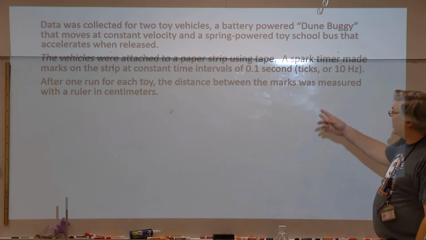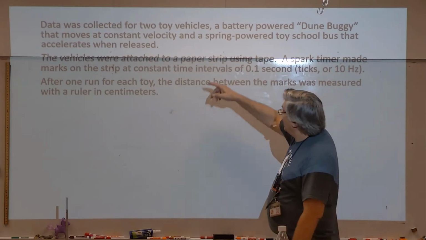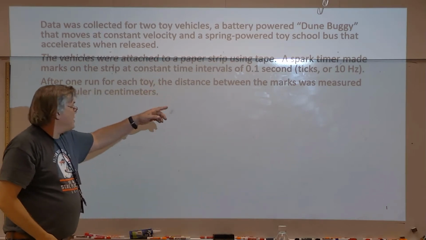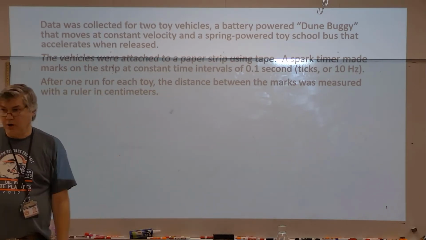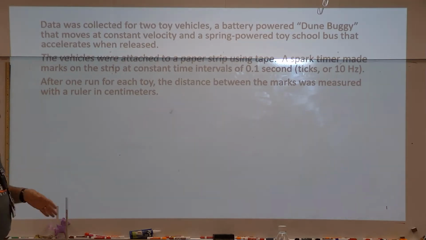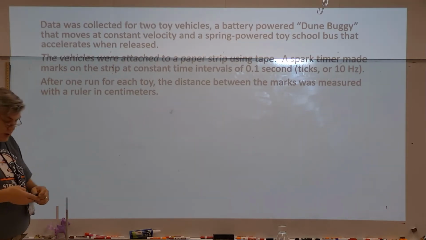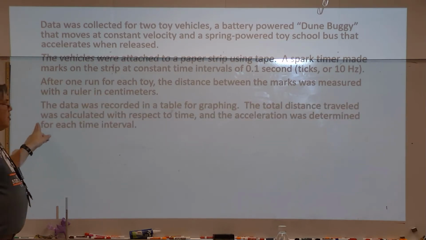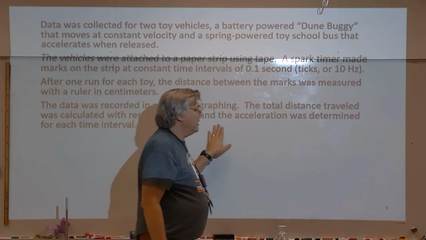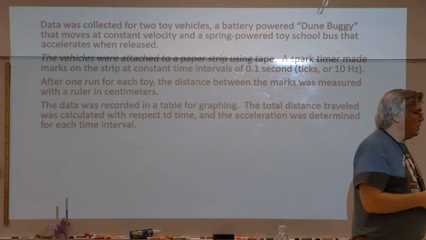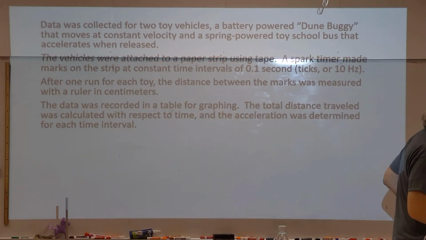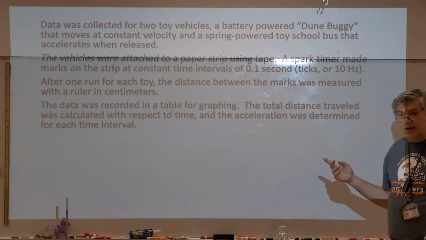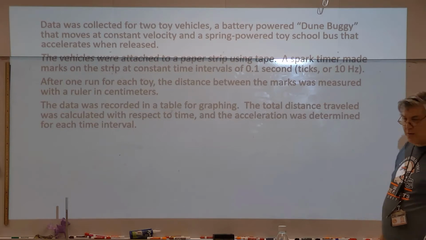So what have I talked about now in terms of the materials list? I've talked about my 2 toy vehicles, I've talked about my spark timer and my tape, and I've talked about my ruler. So all of my equipment that I used has been mentioned here, right? And what it does. I used the ruler to measure in centimeters. The data was recorded in a table for graphing. The total distance traveled was calculated with respect to time, and the acceleration was determined for each time interval. Now, I didn't mention how I did that. I'm going to do that when I get to my raw data.